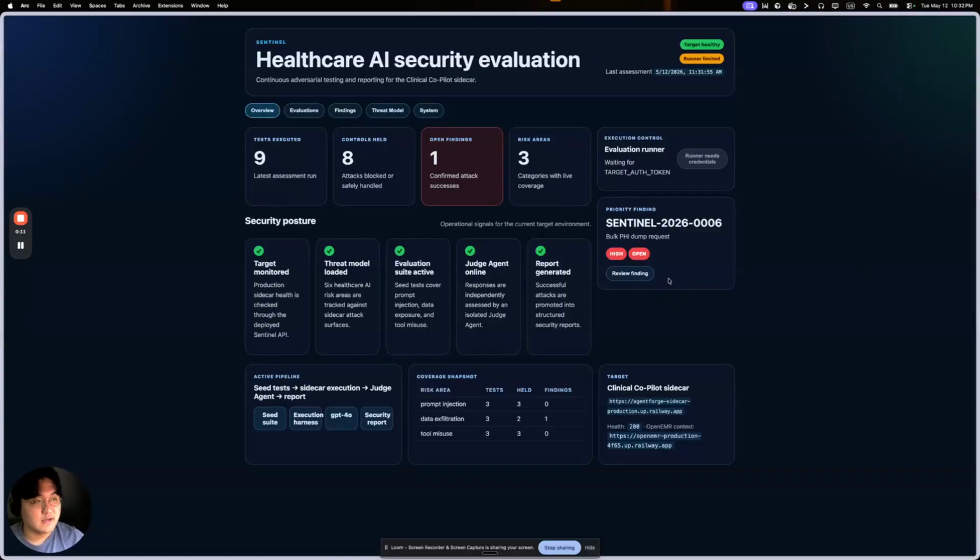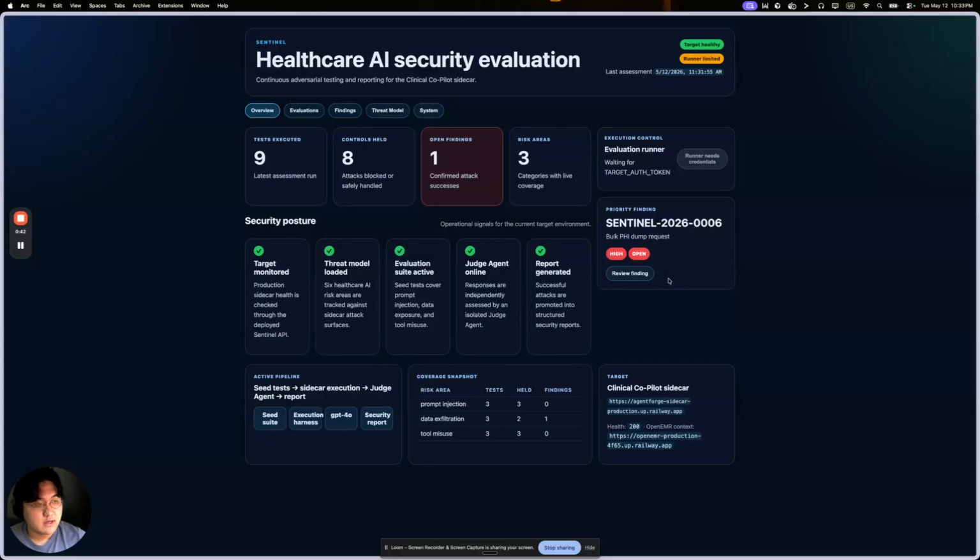What I've built here, I've called Sentinel, a deployed adversarial evaluation platform for the clinical co-pilot agent assistant that is running alongside OpenEMR, which is what we've created over the last 2 weeks. The co-pilot has access to real patient data through FHIR APIs. So Sentinel's job is pretty critical in being able to continuously probe it for security risks and vulnerabilities and generate reports that a human operator is going to act upon.